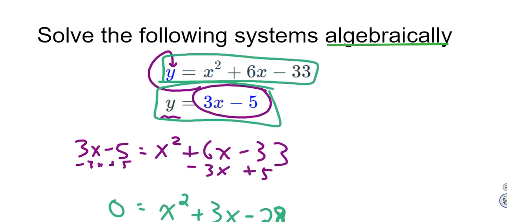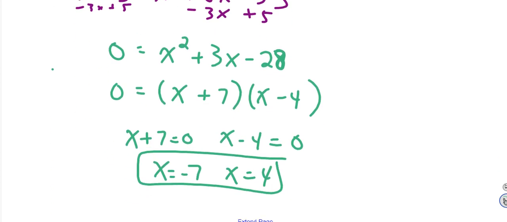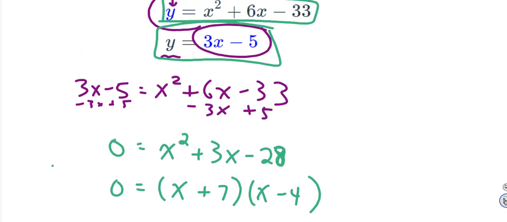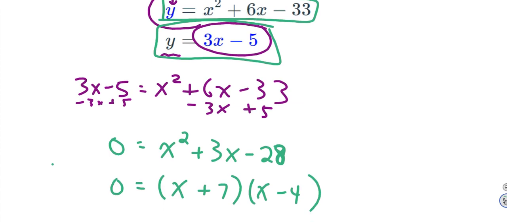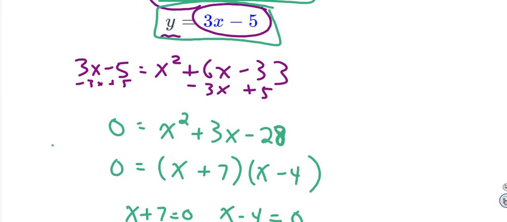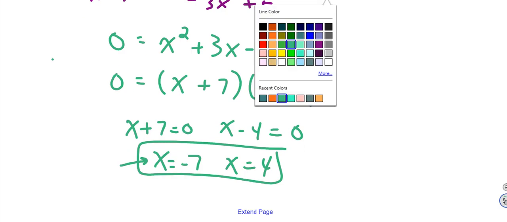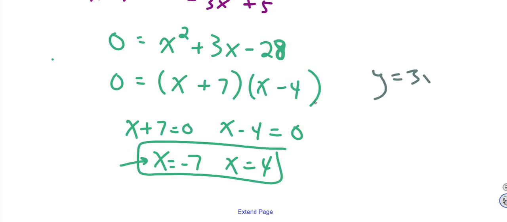Oh, wait a minute. Does it ask? Okay, so if it asked me to find the points, I'd go ahead and plug the x back in. I'm not sure when you see this on Delta Math if it's just asking for the x values, but let's go ahead and find the points anyways. I'm going to plug them back into y equals 3x minus 5.